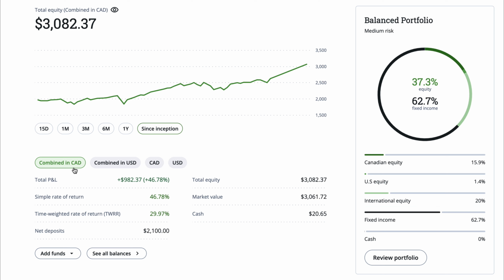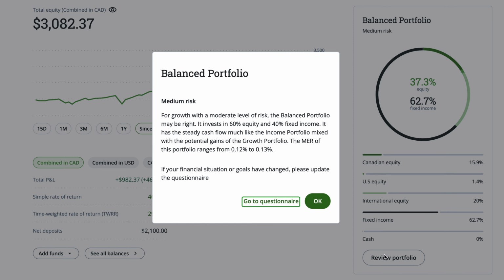Your portfolio should always align with your goals, so you can click Review Portfolio to redo the questionnaire at any time to make sure it's still the right one for you. Please note that you'll need to review and confirm your portfolio selection at least once every 12 months to confirm it still suits your financial circumstances.